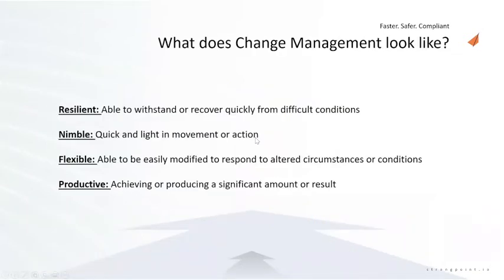So what we did is we put our heads together and came up with some acronyms that we thought would really describe what you'd want yourself or your department or your system to be in a time like this. One of them, obviously, you hear this word being thrown around a lot, is being resilient: able to withstand or recover quickly from difficult conditions. Second is being nimble: quick and light in movement or action. The third is being flexible: able to be easily modified to respond to altered circumstances or conditions.